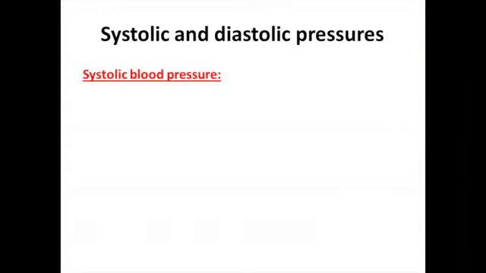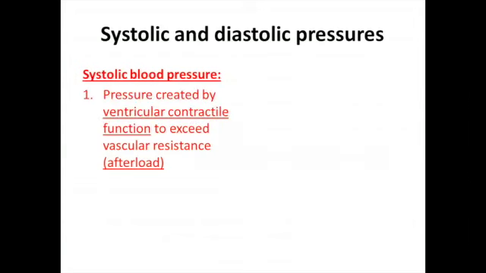So as we described before, systolic blood pressure is a pressure created by ventricular contractile function to exceed vascular resistance. Exceeding vascular resistance by the heart means afterload. So the heart is creating this pressure to overcome resistance, and this by definition in physiology means afterload. This pressure is needed to push a certain volume of blood, the stroke volume, through the cardiovascular system.